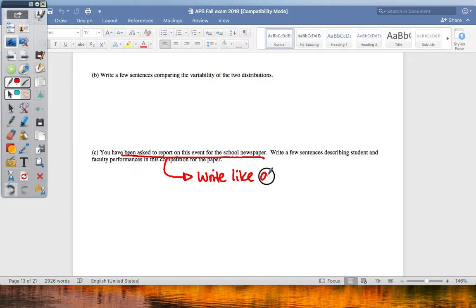So don't just state stuff, but say something to the effect of, and it doesn't have to be perfect, but act like a reporter when we talk about, hey, last Friday, the students and faculty squared off to be able to, and then go into it, right? Like a reporter.